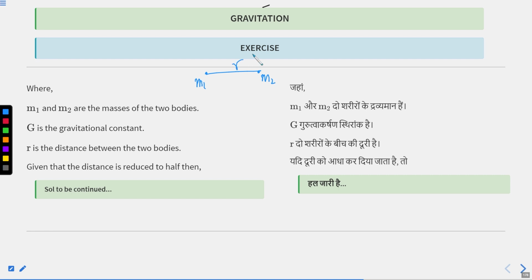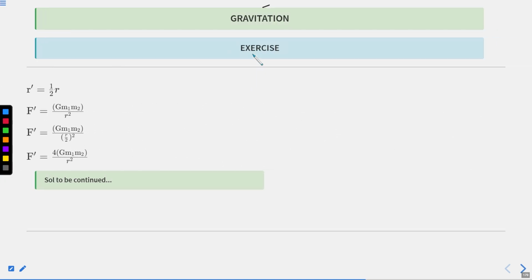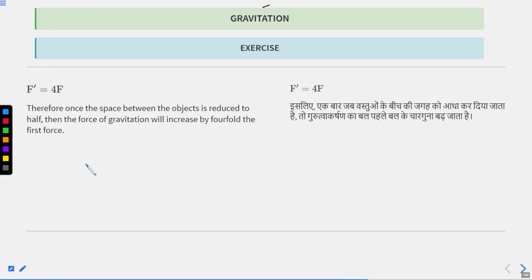Given that the distance is reduced to half, the new distance r dash is 1 by 2 times r. So F dash will be G m1 m2 divided by (r by 2) square. So F dash will be 4 times the older force. F dash equals 4 times F. Therefore, once the distance between the objects is reduced to half, the gravitational force will be increased fourfold, that is, 4 times the first force.